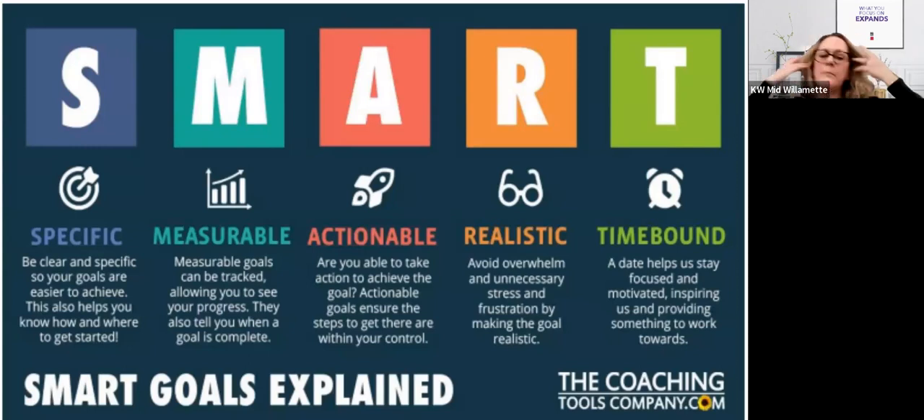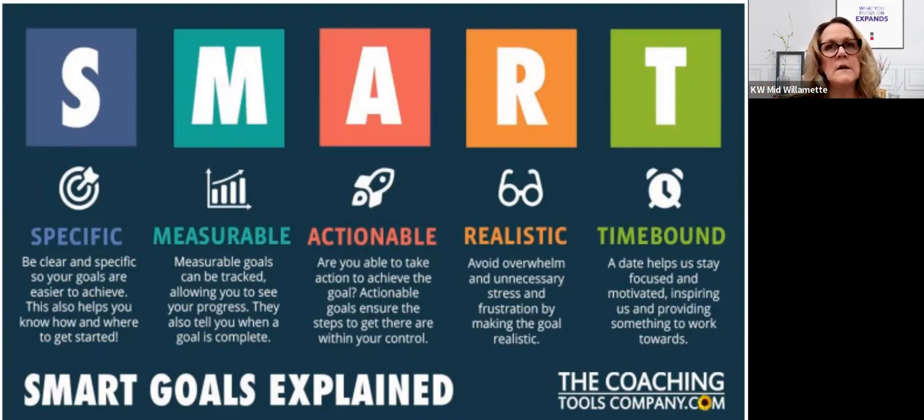Okay, so when you think about setting those goals, setting your activities every week so that it falls in line with your overall goal for your year, I like to encourage you to make them SMART goals. I've been working with them on this already. That stands for specific, measurable, actionable, realistic, and time bound.